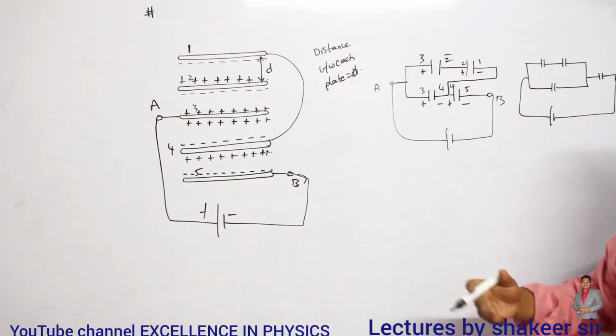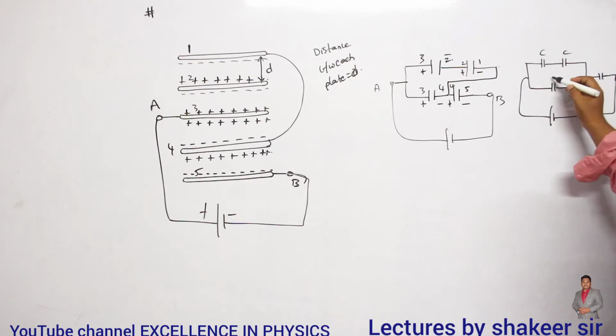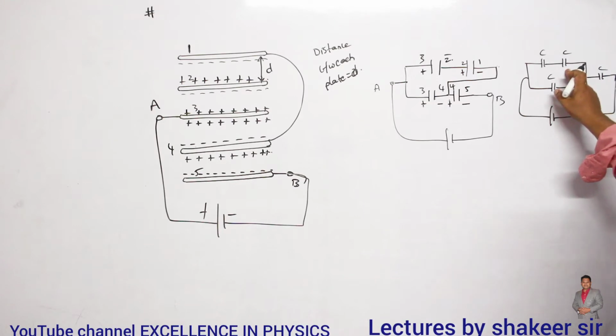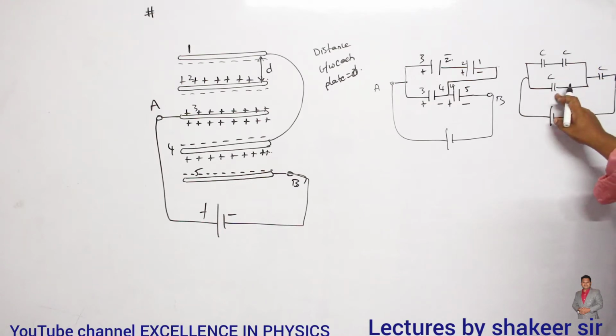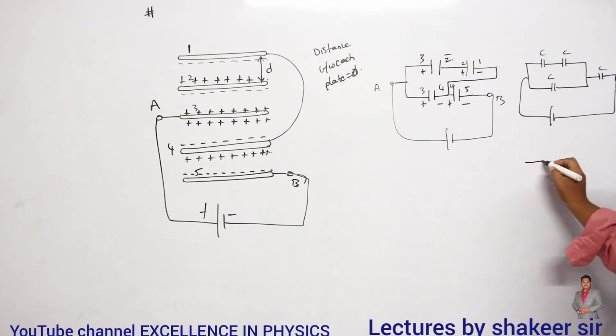Area is also the same and the distance between the plates is also the same. So therefore this is C, this is C, this is C, this is also C. Clear? So C and C are connected in series, so C by 2. C by 2 and C are connected in parallel. So C by 2 plus C will be 3C divided by 2.